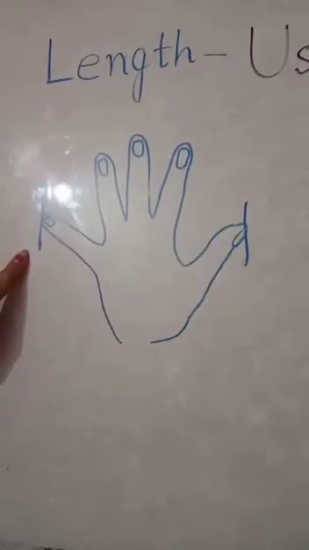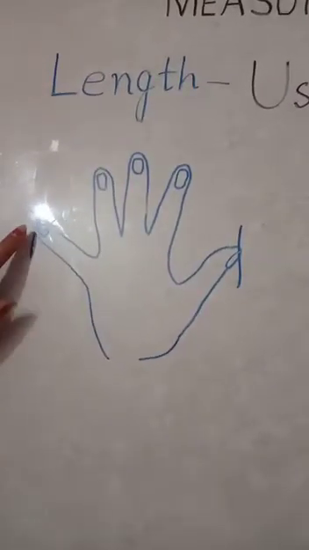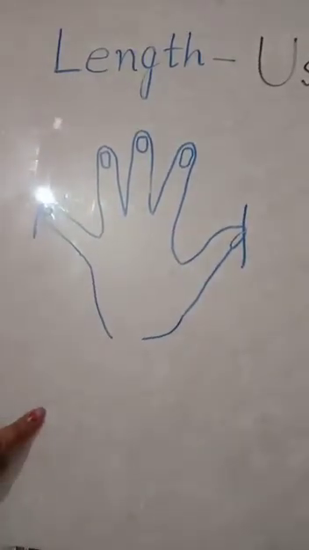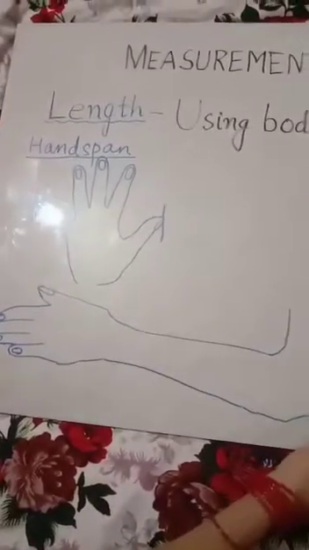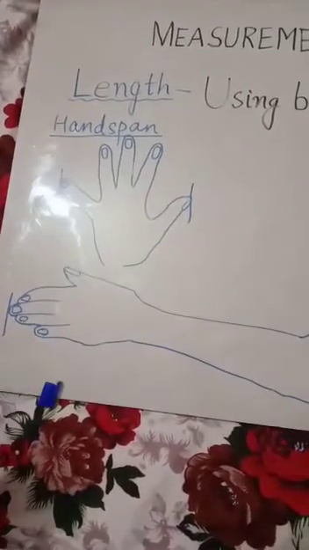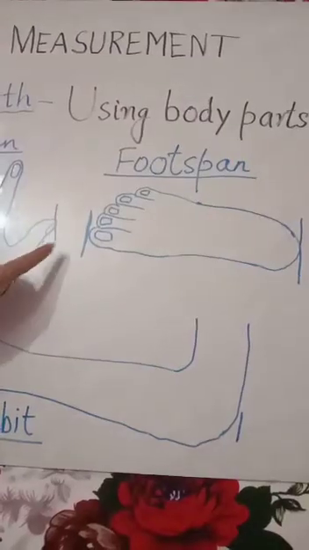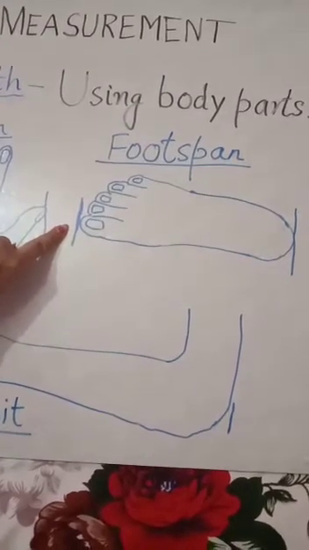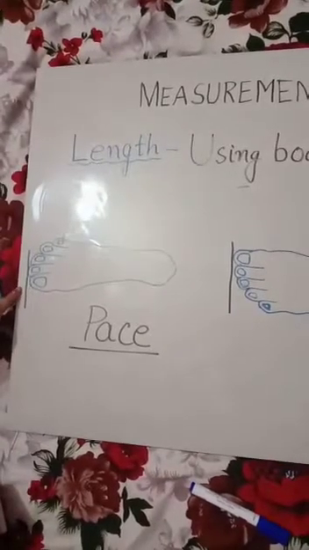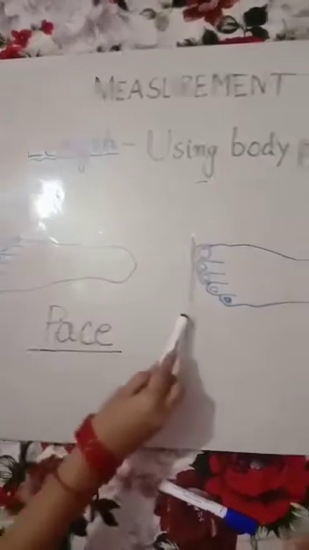This is a handspan. The distance between the tip of the little finger and the tip of the thumb is handspan. The distance between the elbow and the tip of the middle finger is called cubit. The distance between the tip of the big toe and the ankle is foot span. Distance covered during a single step while walking is a pace. These methods are used for measuring the approximate length of an object.